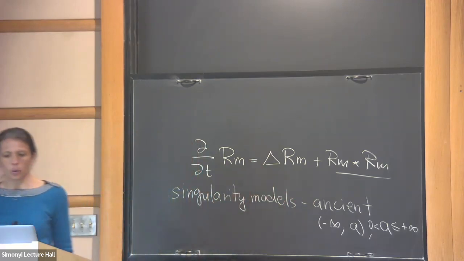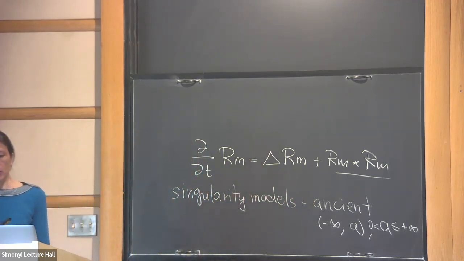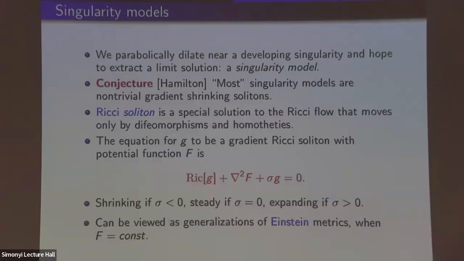And these are called the Ricci solitons, right? So what are those? These are very special solutions to the Ricci flow. They're just moved by diffeomorphisms and homotheties. And the equation for the Ricci solitons is what I gave on the slide.